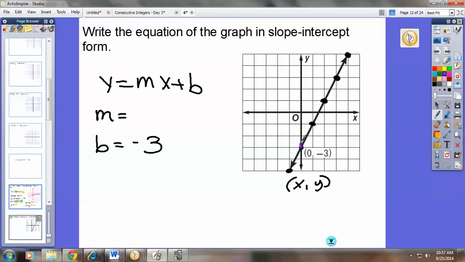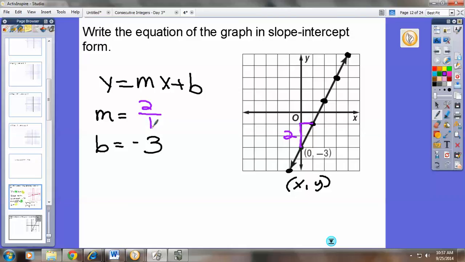So I'm going to rise how many units? 2. So the rise is 2. And my run is how many? How many do I run? 1. Again, both of those are positive. I went up 2, so it's a positive 2. I'm going to go right 1, so it's a positive 1.